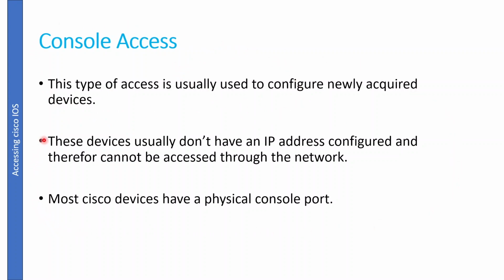So when you buy a new switch, that means a brand new switch, at that time there is no configuration, there is no IP address, right? That means you can't remotely access this switch. You have to access this switch using a console cable. For that, normally we are using an RJ45 cable. One end is plugged into your switch, and the other end is plugged into your computer. Then you can do the configuration.